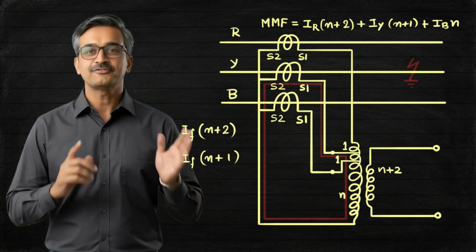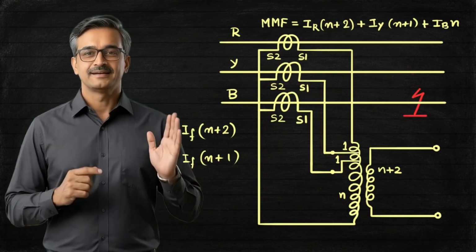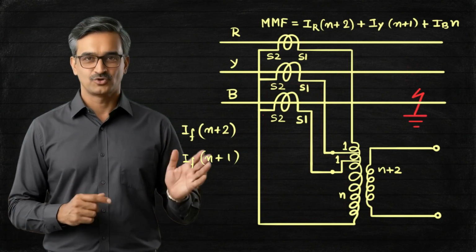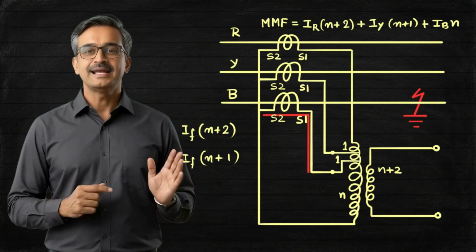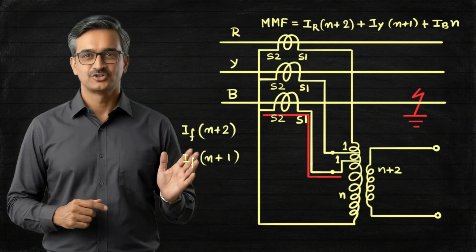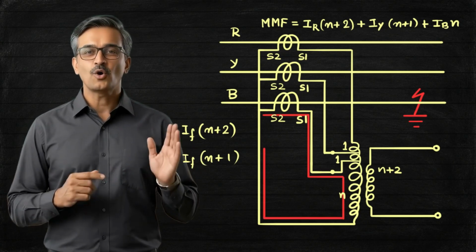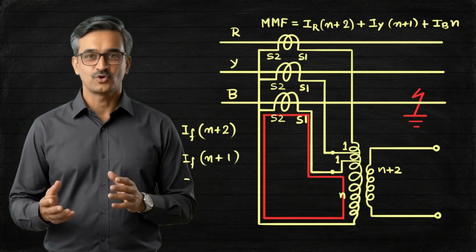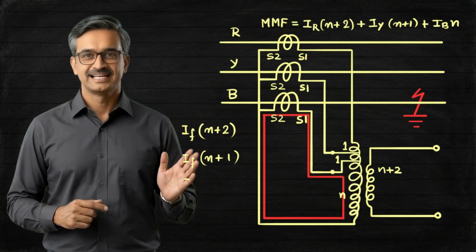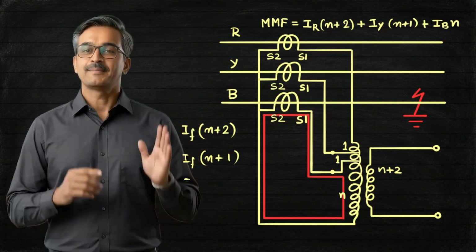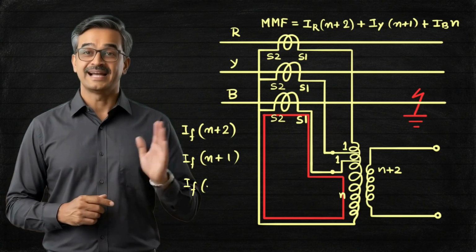Similarly, if an earth fault occurs on the blue phase, the fault current will circulate through the secondary winding of the blue phase CT, enter the winding through the second tap, and then return to the S2 terminal through the common return path. Therefore, the fault MMF in this case will be fault MMF equals I_f n.